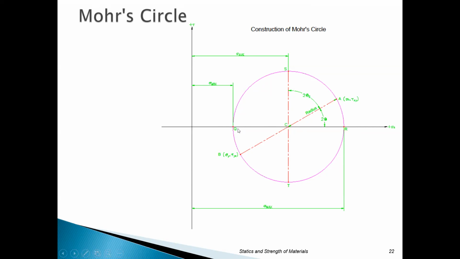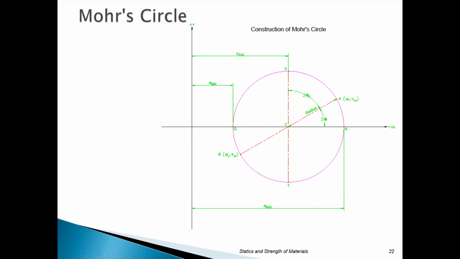This will be your minimum normal stress, and it will be the coordinate of C's value minus R, and that'll get you that value. By the way, this circle can travel to the left or it could travel to the right. So the circle could be partially in the negative zone and partially in positive, or it could be all in negative or all in positive. Notice the way I've drawn it, it's all positive, but it doesn't always work out that way.